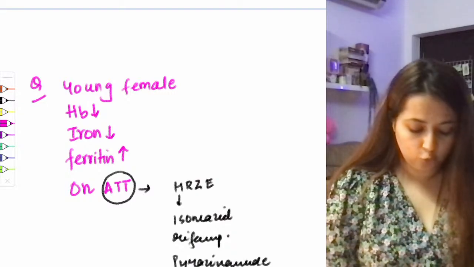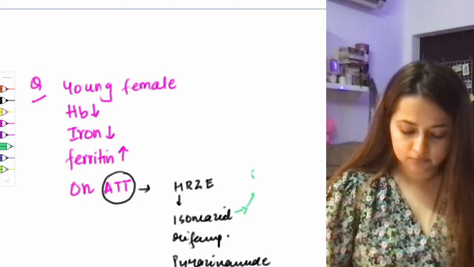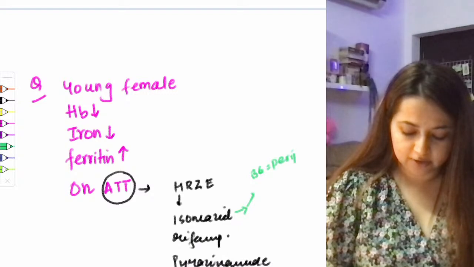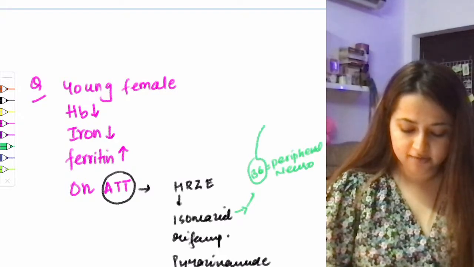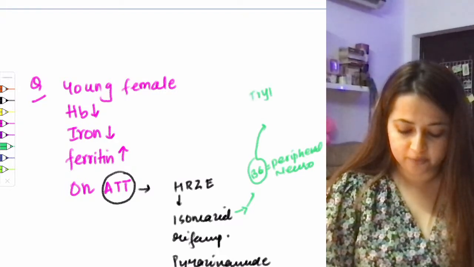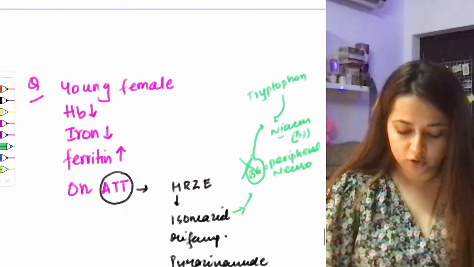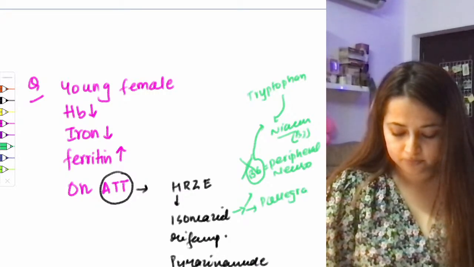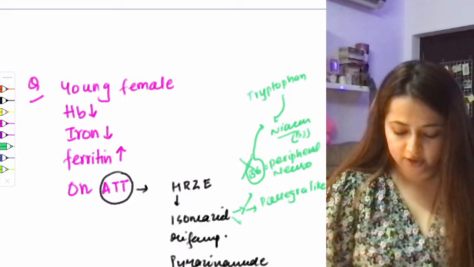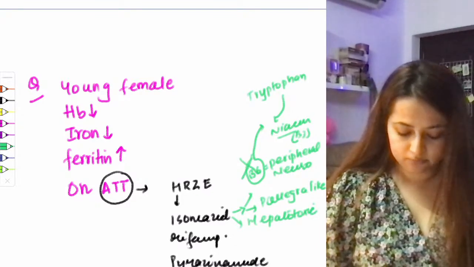Okay. Quickly integrating this here. Isoniazid, a lot of side effects. For example, it depletes B6, so the patient could have peripheral neuropathy. Along with that, B6 acts as a cofactor for the conversion of tryptophan to niacin, which is vitamin B3. So if B6 is not there, niacin is not going to be formed, so the patient who's on isoniazid could also develop pellagra-like symptoms. And third thing about isoniazid is it is hepatotoxic.